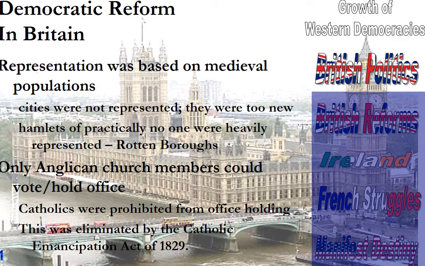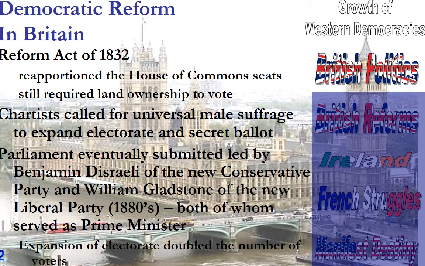Also, in 1832, the Reform Act that went through Parliament redrew those lines to make sure it was going to be somewhat of equal representation in the House of Commons. And so that was important, but however, land ownership was still required. Land ownership was not eliminated until much later in British history.